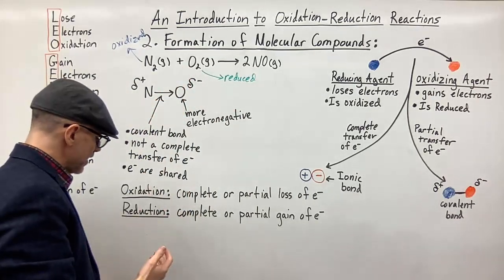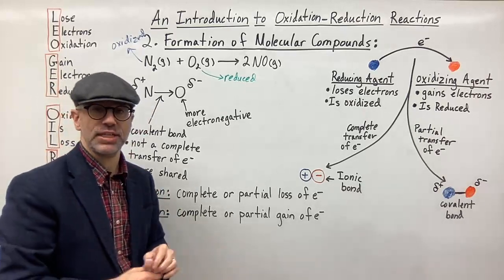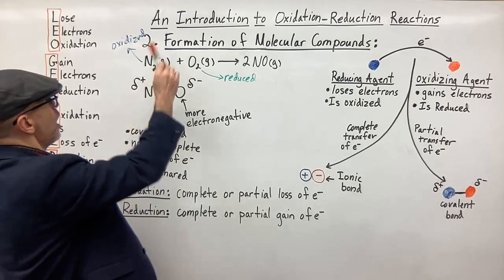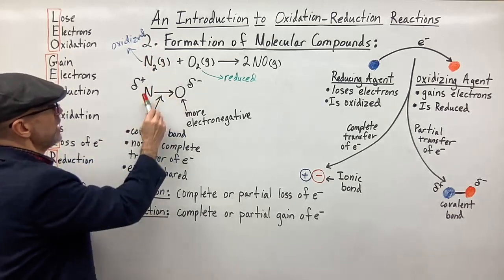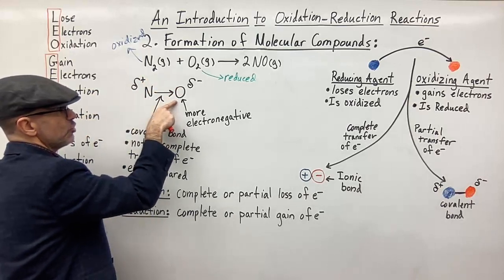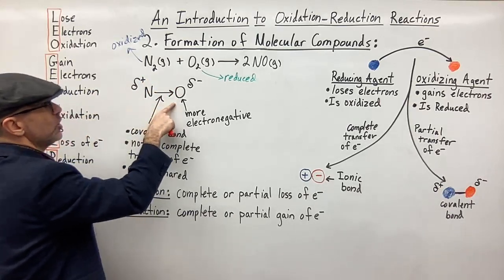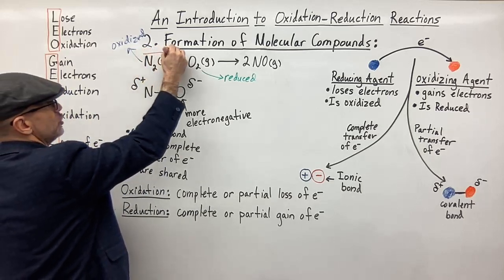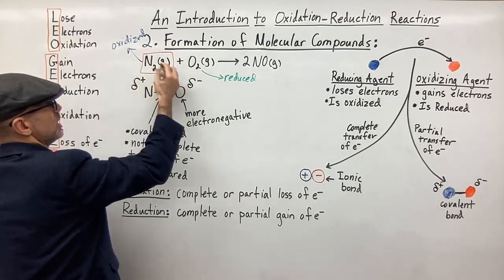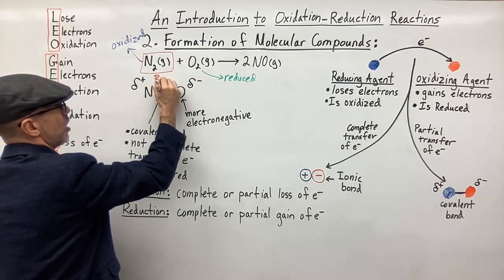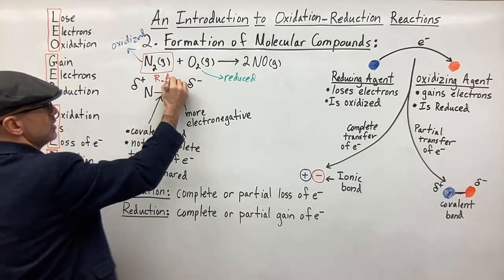So then what's the oxidizing agent and reducing agent? So remember, that's the whole thing. Since the nitrogen is giving partially its electrons to oxygen, it is causing oxygen to be reduced. So nitrogen, N2, is the reducing agent. So I'll put that here, RA, reducing agent.